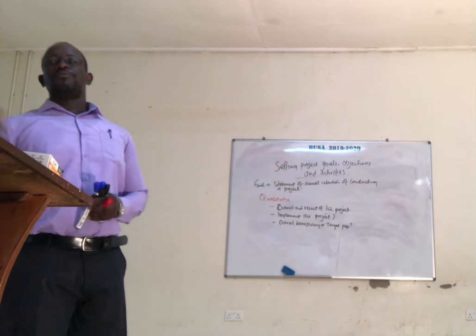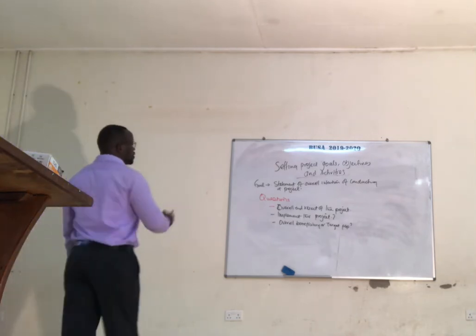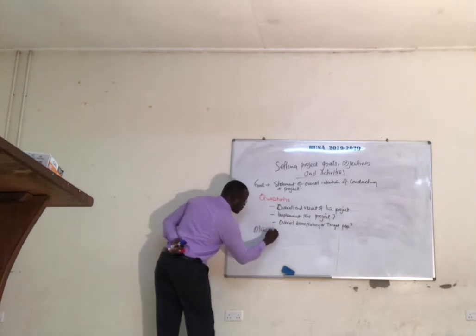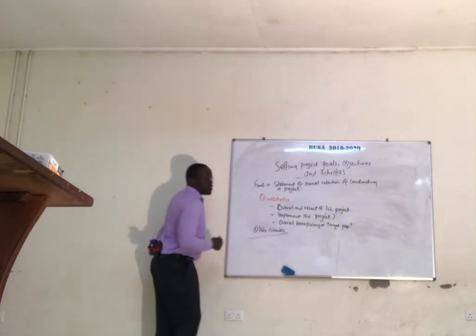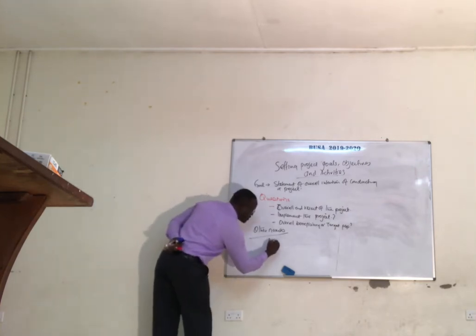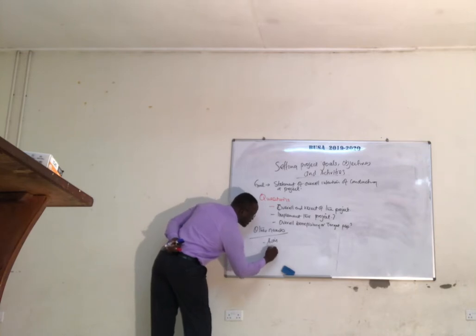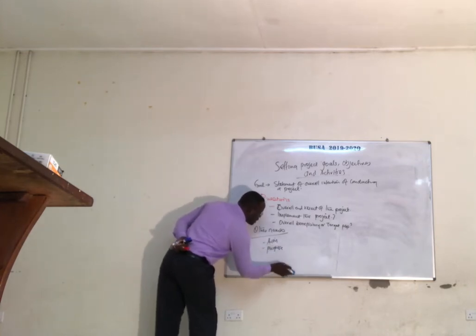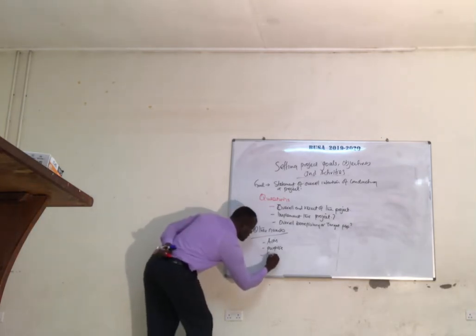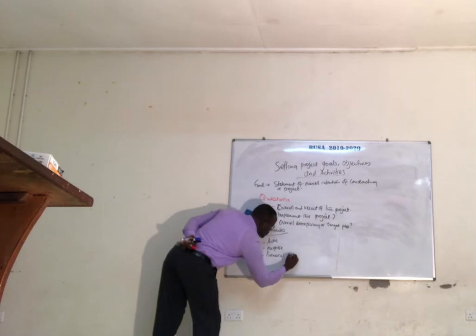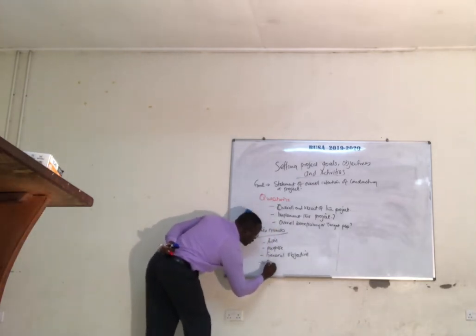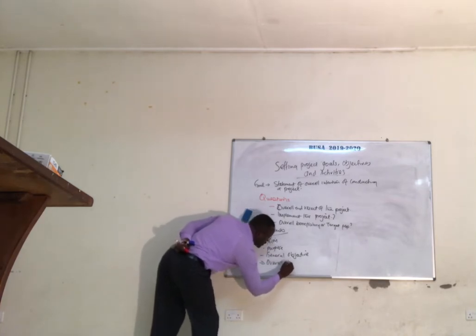Now, before we set these project goals, people have got different names for a project goal. Some books have it as the aim. Some books have it as purpose. Some people refer to it as general objective, and some people will refer to it as overall objective.